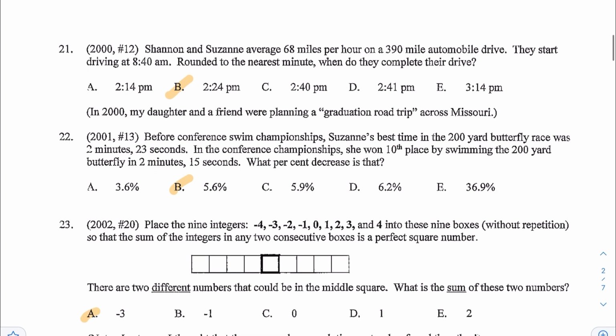All right, for question number one, Shannon and Suzanne average 68 miles per hour on a 390-mile automobile drive. They start driving at 8:40 a.m. Rounded to the nearest minute, when did they complete their drive?